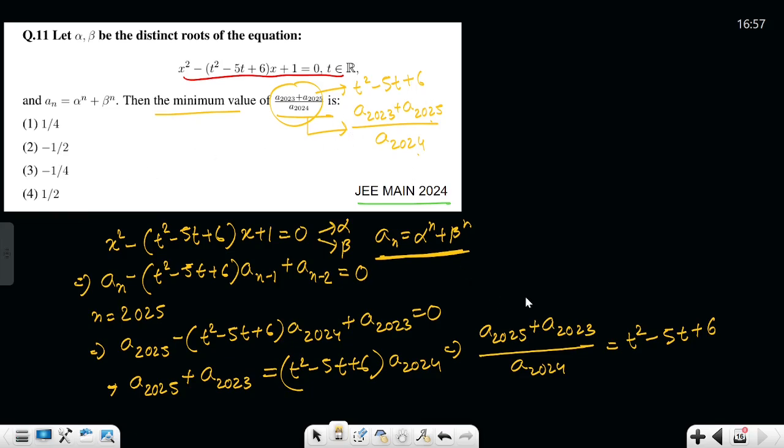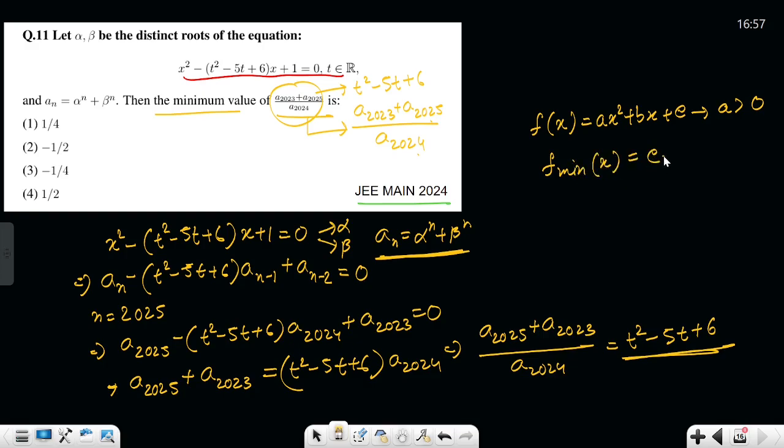Now we got a quadratic expression whose coefficient of t square is positive, plus 1. So we will get a minimum value of this, and we can apply the direct formula. What was that formula? If f(x) equals ax square plus bx plus c, when a is greater than 0, then the minimum of f(x) is c minus b square by 4a. Apply the formula. Here c is 6.